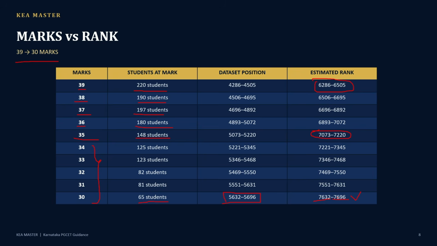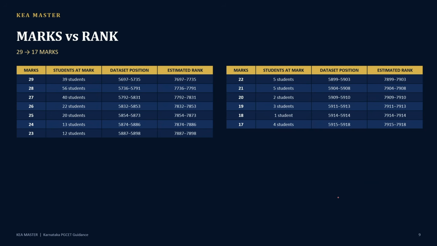Now let's finish with the remaining marks from 29 down to 17. At 29 marks, there are 39 students, giving approximately 7697 to 7735. At 28 marks, there are 56 students. At 27, 40 students. At 26, 22 students. At 25, 20 students. Then the number gradually becomes smaller.